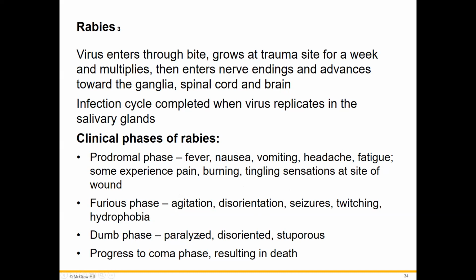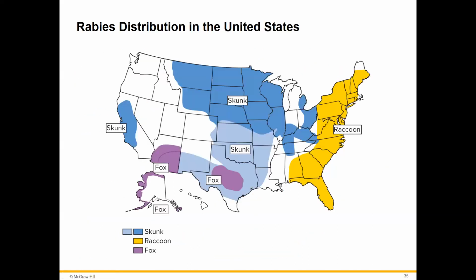And then you have your dumb phase, paralyzed, disoriented, or stuporous. This is essentially leading you to the coma phase where you'll have death. Obviously, this is preventable. We have a vaccine. We can treat it, but you want to catch it sooner rather than later, right after the bite. This is rabies distribution based off of animal or vector. We see in the Pacific Northwest, not so much, yay. But skunks, raccoons, and fox are the common vectors that we see in the Pacific Northwest.